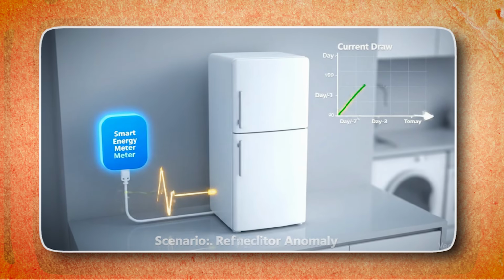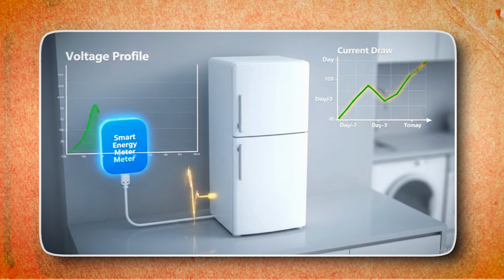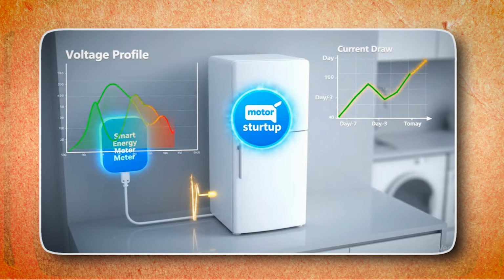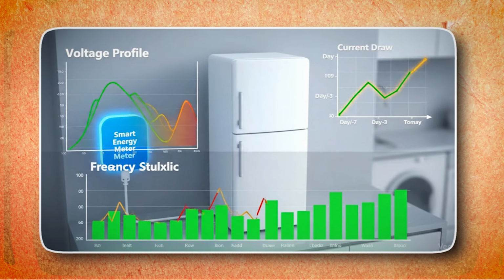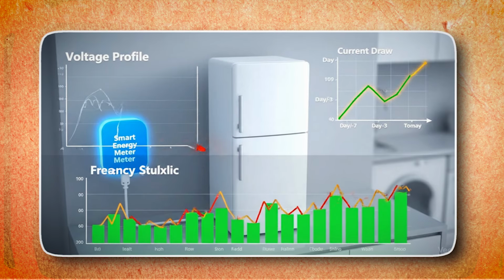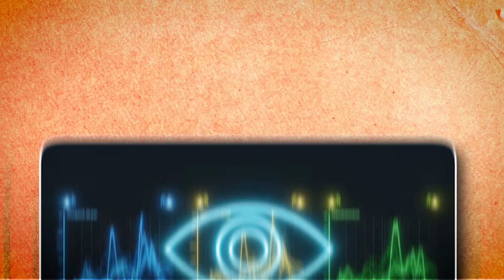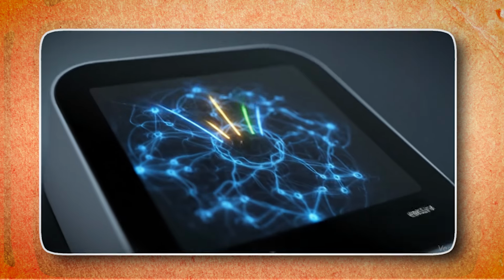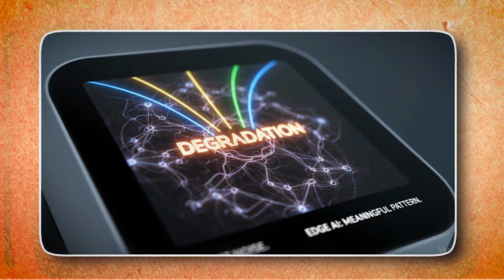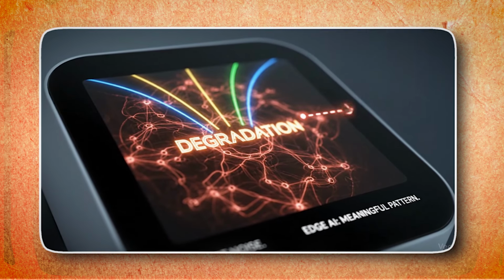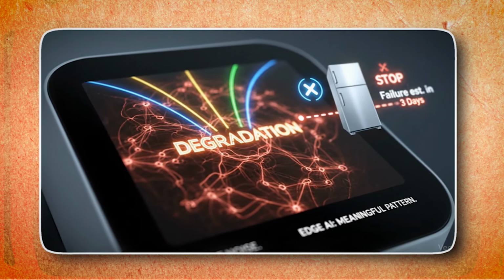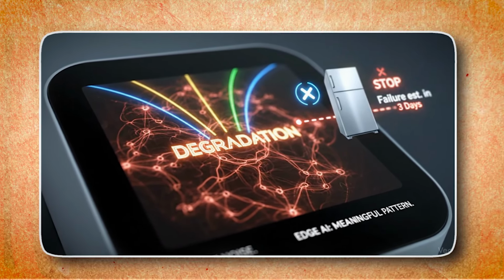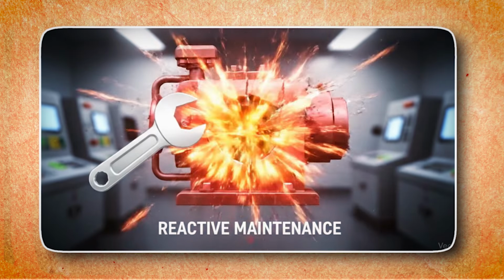Imagine this: the meter notices that the refrigerator in your kitchen is drawing current slightly higher over the past peak. The voltage drop during the startup is getting steeper. These are small but unusual harmonic distortions. To a human, or to us, it's just noise or usual readings. But to an Edge AI model trained on equipment behavior, this is a pattern of gradual degradation, a classic recipe for failure.